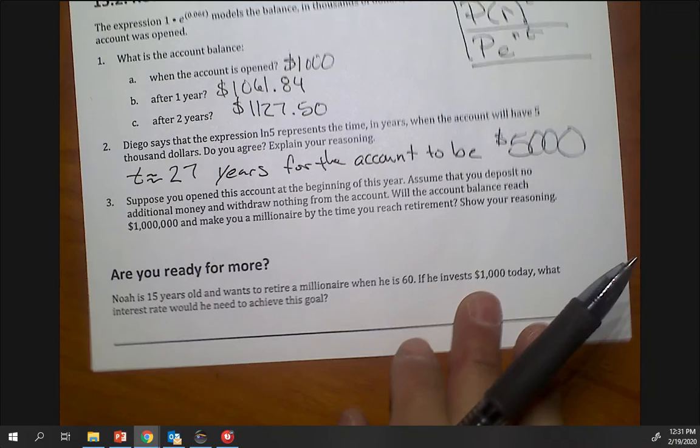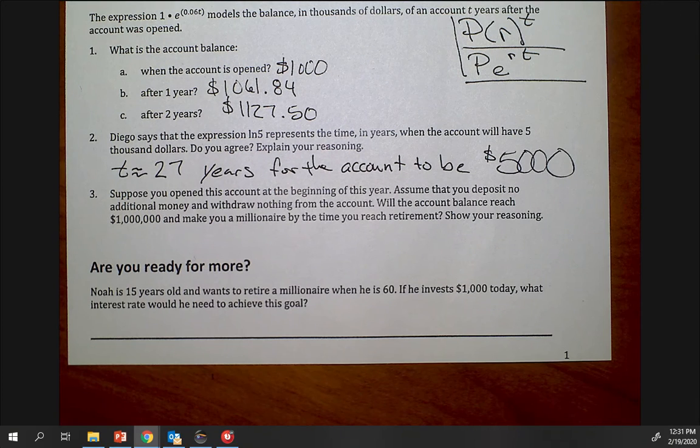Alright, let's see. Suppose you open this account at the beginning of this year. Assume that you deposit no additional money and withdraw nothing from the account. Will the account reach $1 million and make you a millionaire by the time you reach retirement?